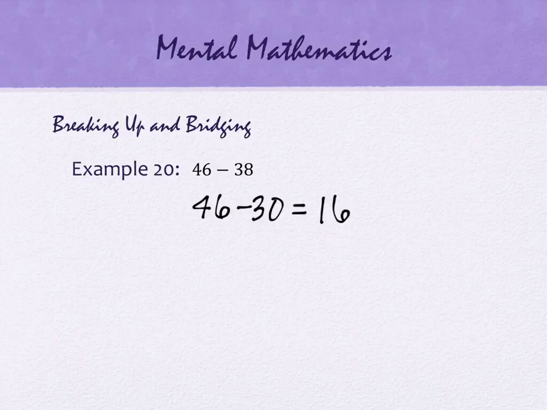16. Breaking up and bridging is fantastic with subtraction as well because it's automatically getting smaller, and smaller numbers generally are easier to work with than larger ones. Because then it's 16, but I didn't take away what? The 8, right? And you know 16 minus 8 because the numbers were smaller and they're easier to work with, so then you end up with an 8 when you're done.